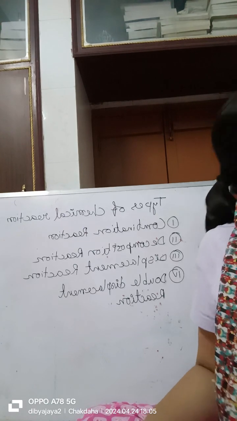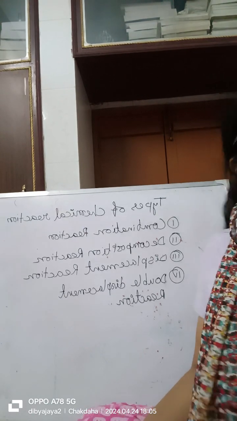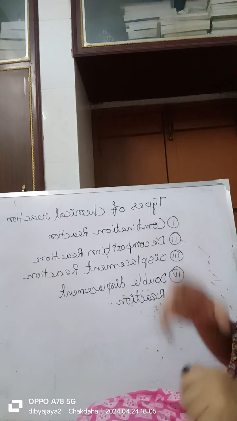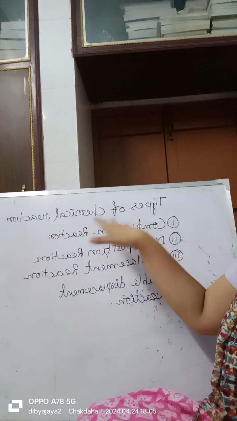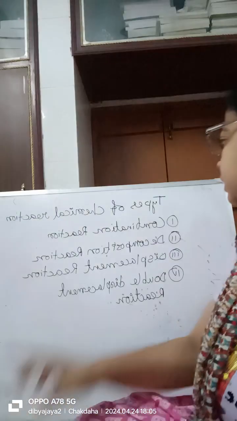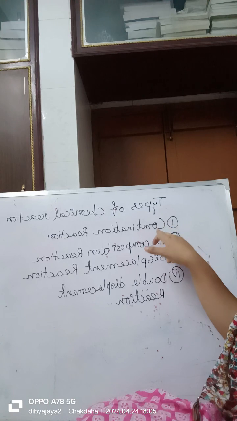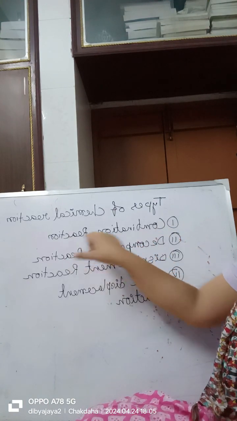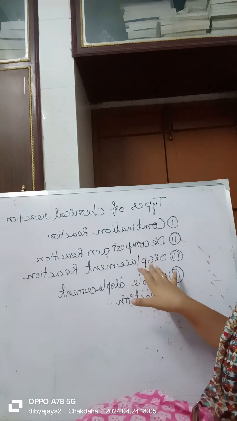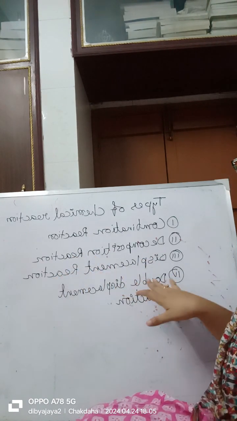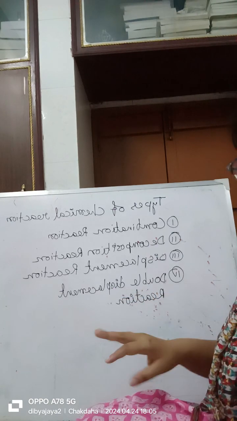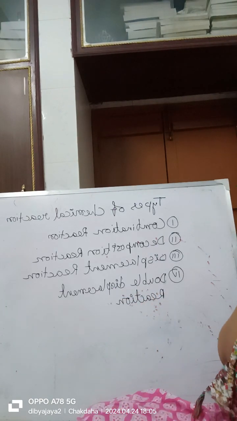As we know, the types of reactions are left. All the types of chemical reaction are written over here: first one, combination reaction; second one, decomposition reaction; third one, displacement reaction; and the fourth one is double displacement reaction. We know all these things from class 8.